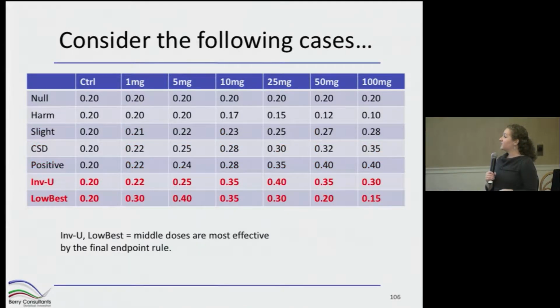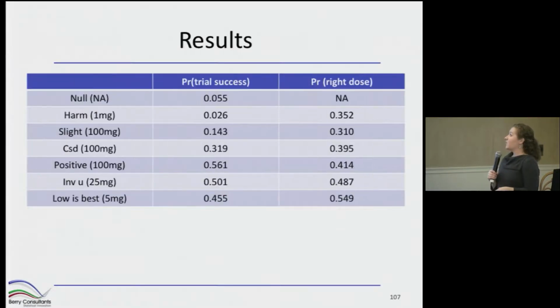And then finally, we have a set of scenarios we'd like to investigate where the maximum benefit actually occurs somewhere in the middle of the dose range. So here in the inverted U scenario, the best dose is the 25 milligrams, and then the effect starts to decrease as you get higher doses. And then we looked at a scenario where that peak occurs earlier in the curve. So it occurs at the 5 milligram dose. So we'd like to see across this range of scenarios what happens to this trial.